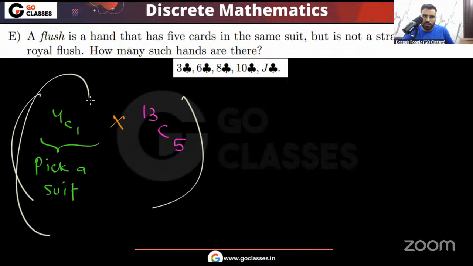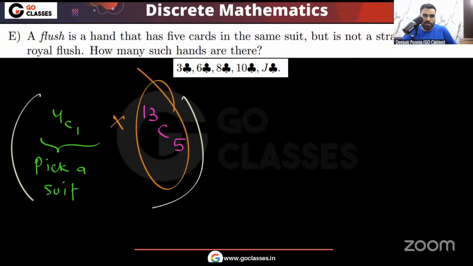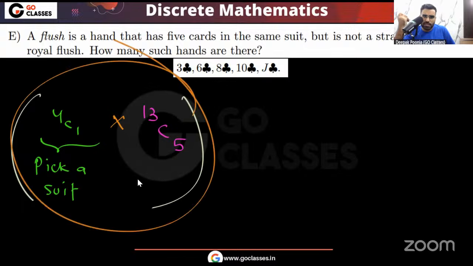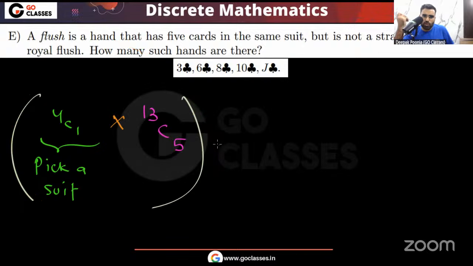Because what we are doing is picking a suit, with all five cards in the same suit, and then we are picking five cards out of 13 cards for that suit. For that suit there are 13 cards. Out of them we are choosing five cards. But you can see that in this calculation, the straight flush is also included, and the royal flush is also included. So we need to remove the number of straight flushes, which we saw in the previous question is 36, and the number of royal flushes, which we saw in the previous question is 4.